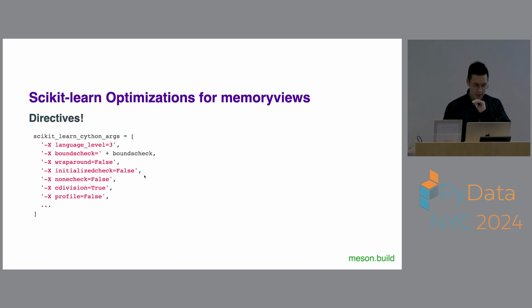For memory views, the thing you optimize is we use directives. There's a lot of them. These are the scikit-learn directives, and I'm going to cover some of them. Directives are instructions for Cython to do certain types of optimizations or remove certain checks. I'll cover a few of them so you can get a good feel for it.